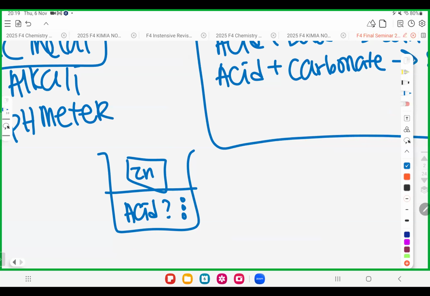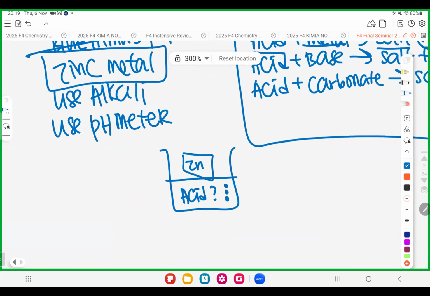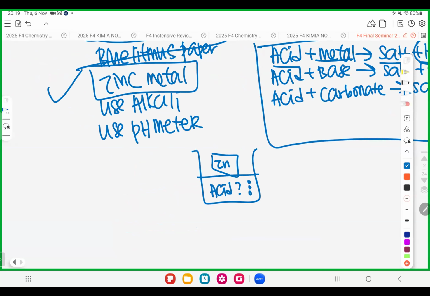So if you put the zinc in the liquid and you don't see any bubbles, that liquid is not an acid. Understand? You put the zinc in the liquid, you see bubbles, that liquid is an acid. Why? Because if zinc reacts with acid, they form salt and hydrogen. Hydrogen appears as bubbles. So if I put the metal in the substance and I see bubbles, I am very sure it is an acid. Okay, that's it.